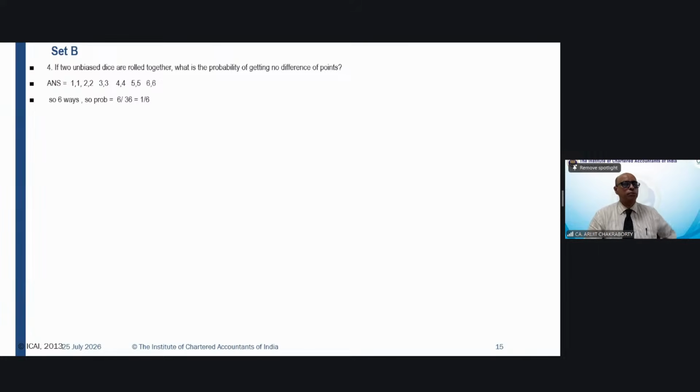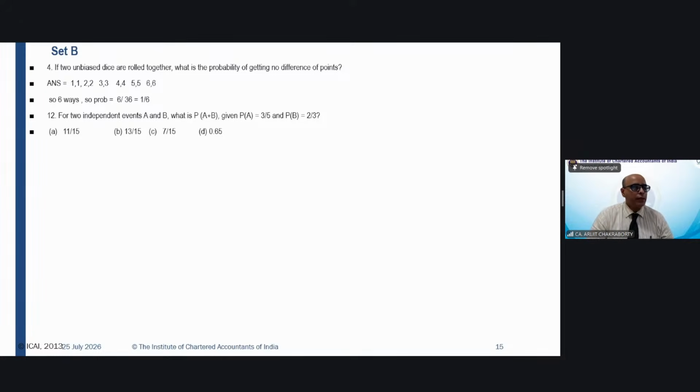Total number of possible events is 36, because you can roll the 2 dice in 6 into 6, 36 possible ways. And out of that, 6 ways are favorable to us. So the probability is 6 by 36, which gives you 1 by 6. So I hope you are able to see the logic and the reasoning.